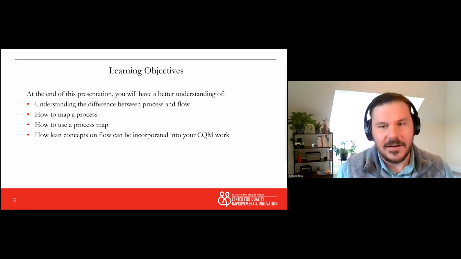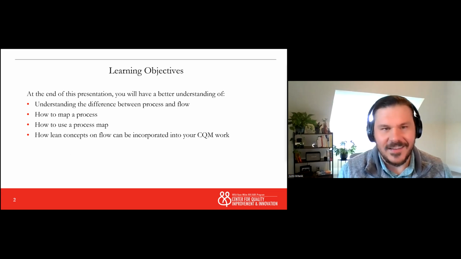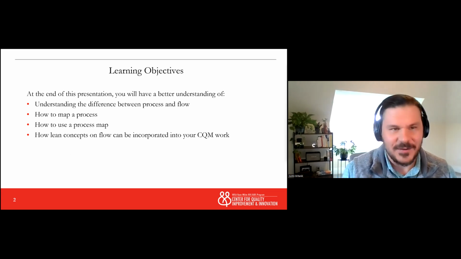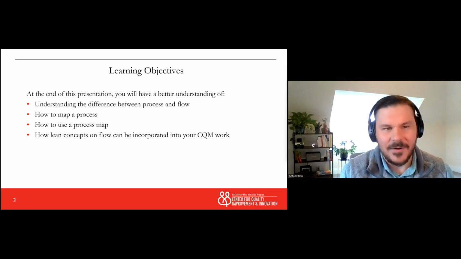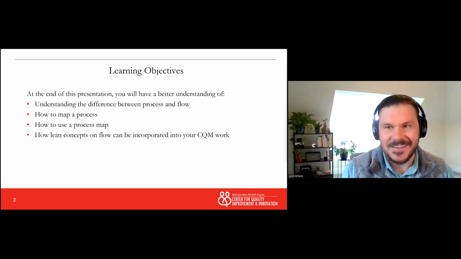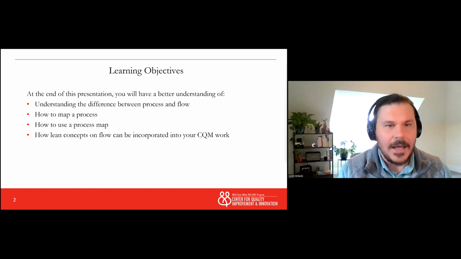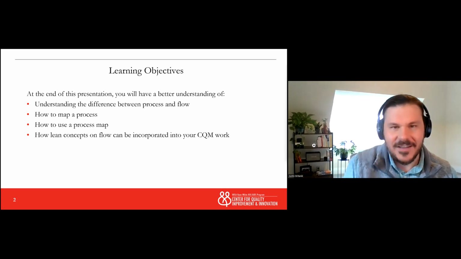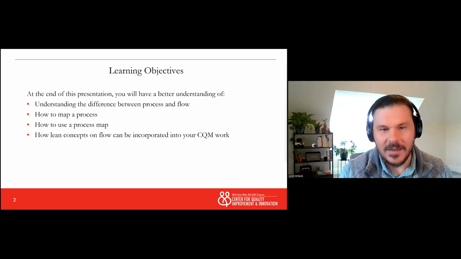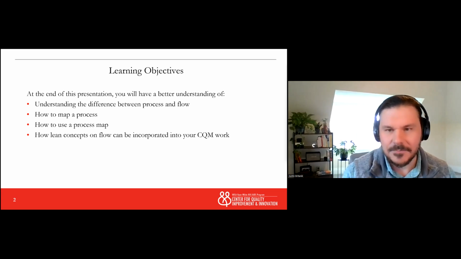So our learning objectives for today's session is, by the end of the session, I hope you're able to say, I understand the difference between process and flow. I know how to map a process. I know how to use a process map, and not just to have a pretty diagram of our process. How can we use that for some improvement? And thinking about incorporating lean concepts, specifically flow, into your quality improvement work and CQM program.